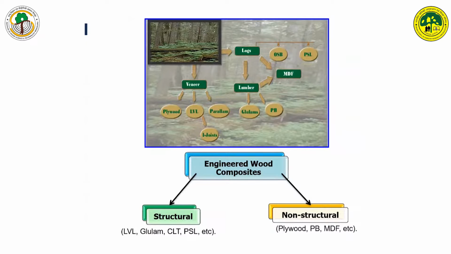Now this is a big class of composites. It is called engineered wood composite. This can be further classified into two different groups: the structural group and the non-structural group. The structural group consists of load-bearing components, where we can apply load, and they can be used for different load-bearing applications, like LVL, Glulam, CLT, and parallel strand lumber. Non-structural composites include plywood, particle board and MDF.